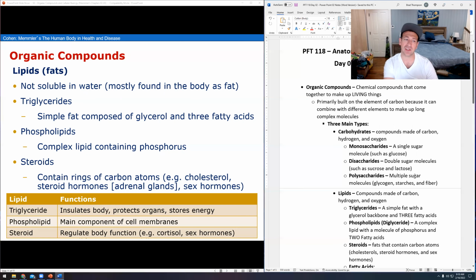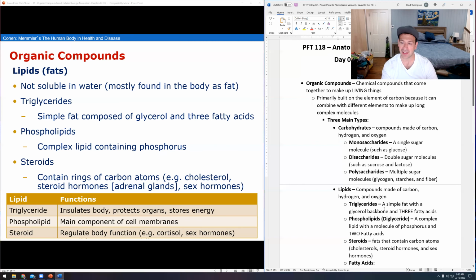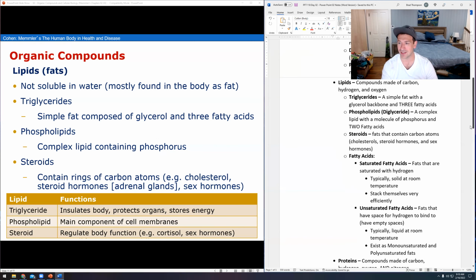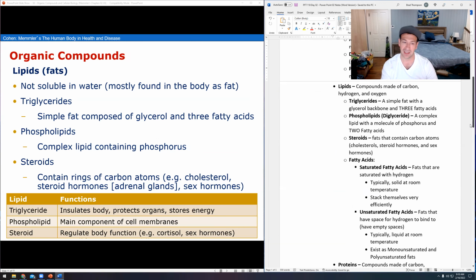So the next organic compound we're going to talk about are fats. Fats are kind of fun, actually. They're the same ingredients as carbohydrates. How weird is that? The same three things that make up carbohydrates are the same three things that make up fats. They're just in a very different shape.